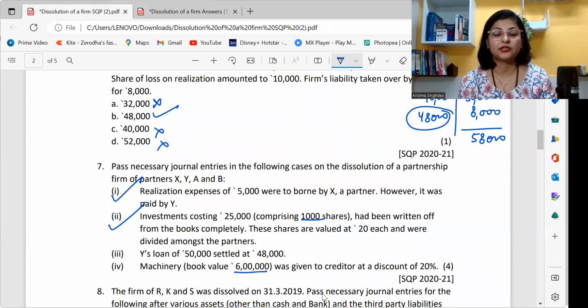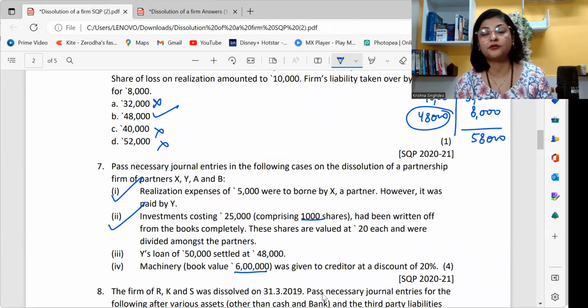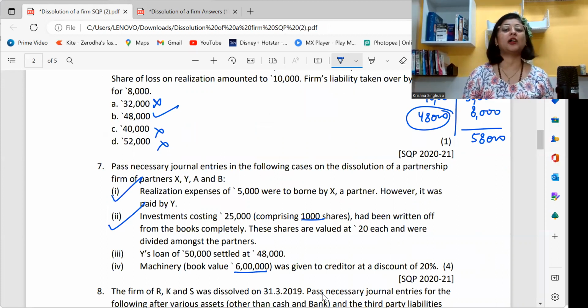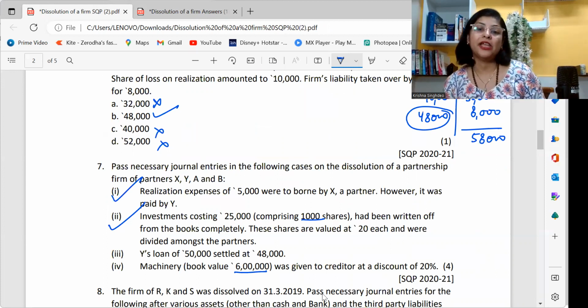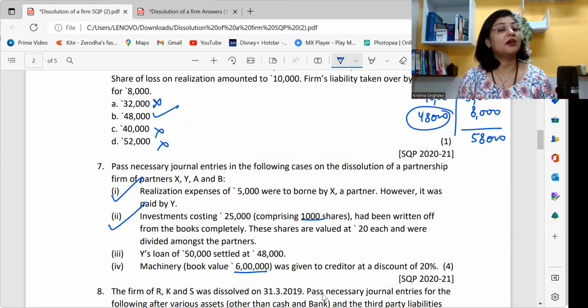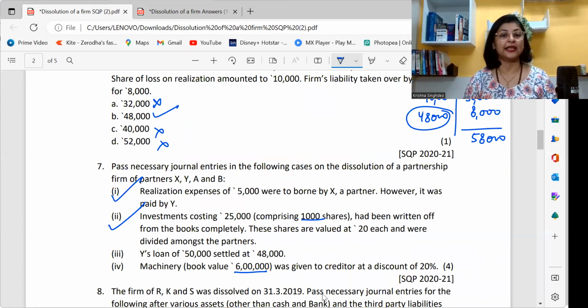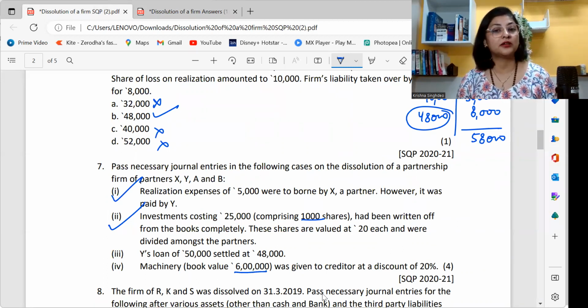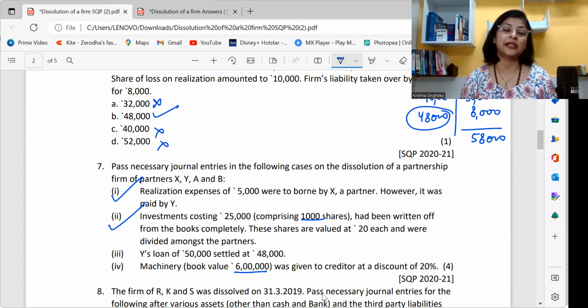Next is machinery. Book value of 6 lakh was given to a creditor at a discount of 20%. It does not matter at what value it was given to the creditor. We have to see whether it was full settlement or some part has to be paid. So no amount of creditor is being written over here. So we'll consider that this is a complete trade-off between a liability and an asset. So when there is a complete trade-off, we do not pass any entry because both liability account and assets accounts are closed. So both are gone into realization account.